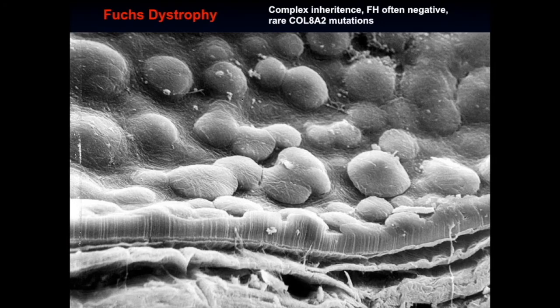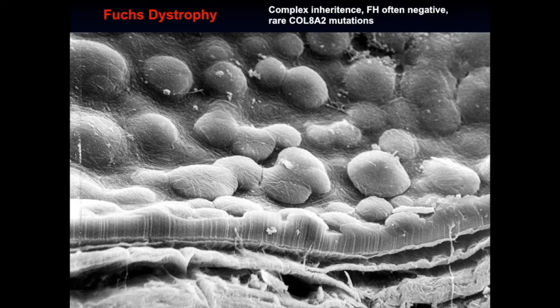Scanning micrograph showing the anvil or mushroom-shaped deposits thickening Descemet's membrane. In this area, there's actually loss of the endothelium. The inheritance of Fuchs dystrophy is complex. The family history is often negative. There are cases with rare mutations in collagen 8A2.